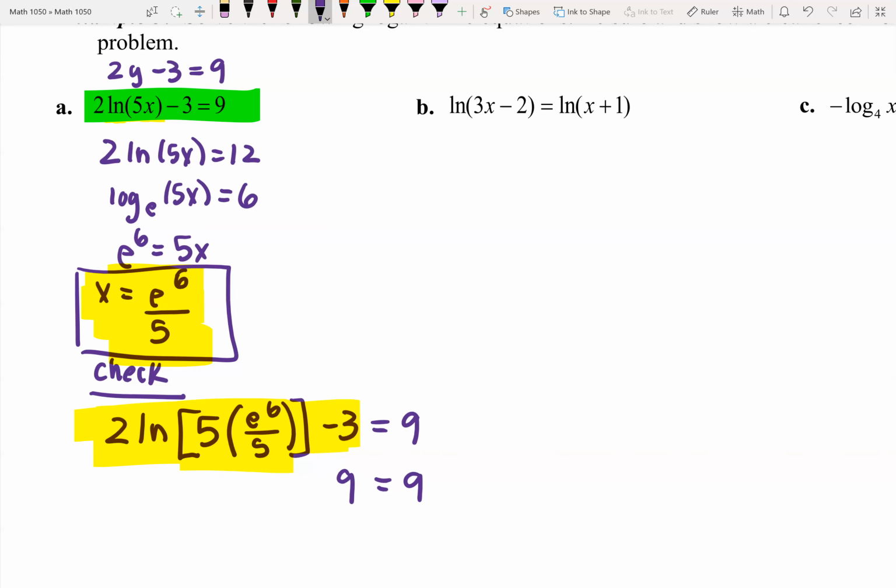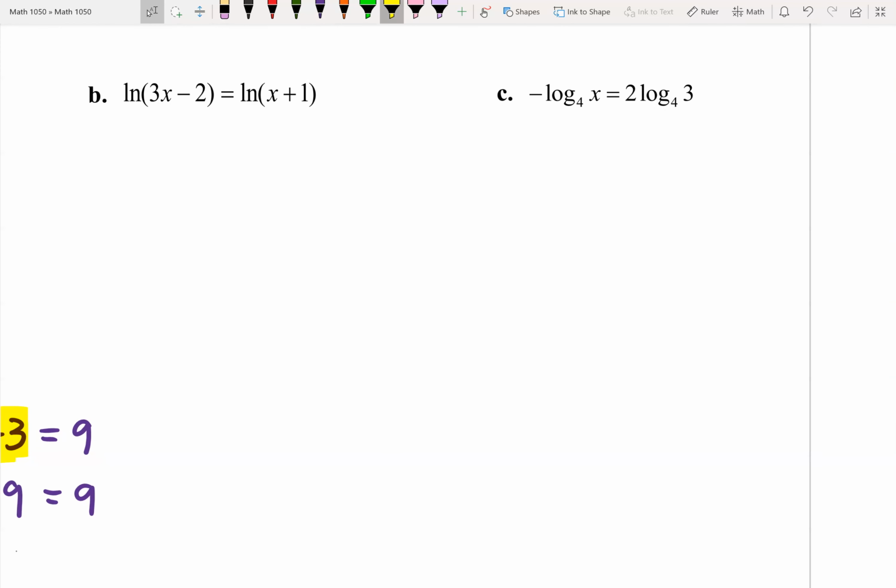Okay, great. Let's do this one. Question B is pretty easy. If the ln of this is equal to the ln of that, then this and that must be the same. So 3x minus 2 must be x plus 1. Move my x over, it becomes a negative, so I have a 2x.